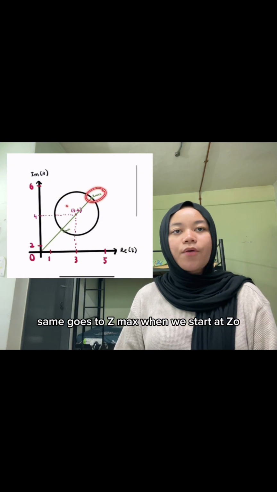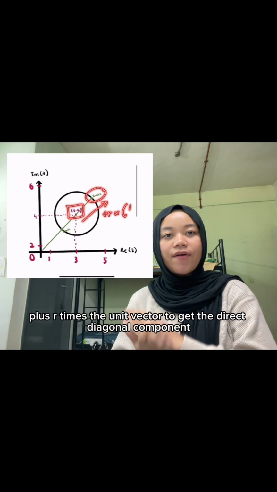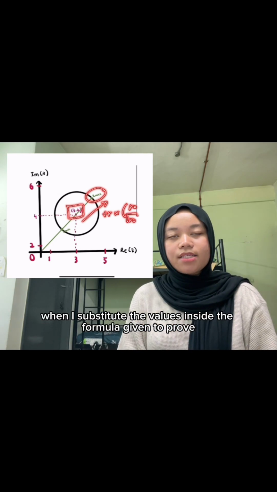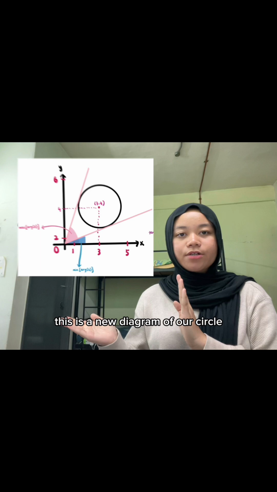Same goes for z-max. When we start at z node, we have to move further up, so we have to plus r times the unit vector to get the direct diagonal component. When I substitute the values inside the formula given to prove, we actually got the exact same values as when we solved the simultaneous equation just now. Hence, it is proven.